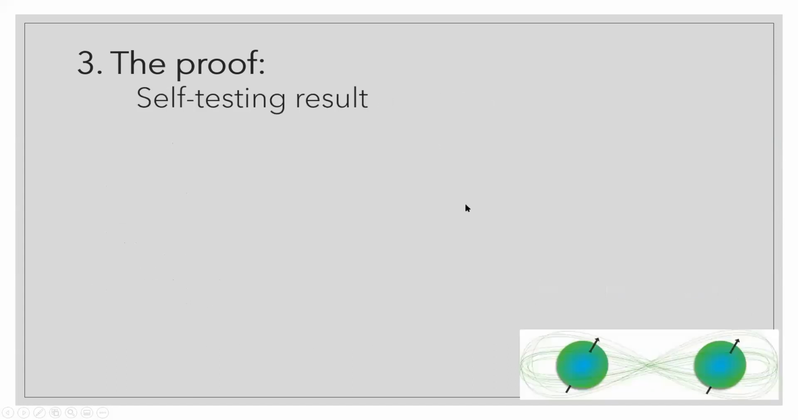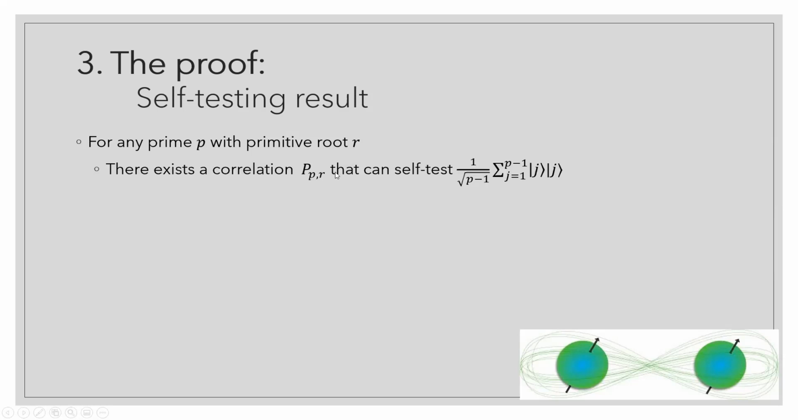So we need some techniques from the self-testing result. I prove that for any prime P with primitive root R, there exists some correlation P sub P,R whose size only depends on R, but it can self-test a P-1 dimensional maximally entangled state. Here, by R being a primitive root, I mean R is a generator of the multiplicative group of integers modulo P.